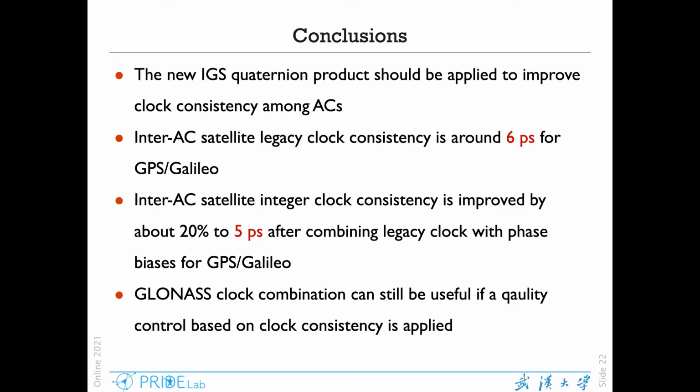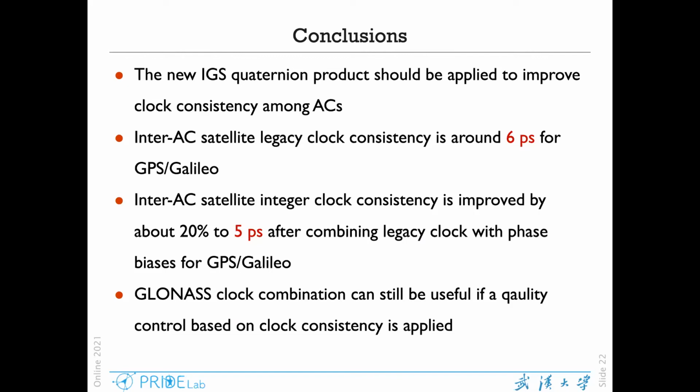This can also benefit the positioning precision in PPP after we use the quaternions to combine the AC specific clocks. The second and the third is that we can achieve 6 picoseconds clock consistency among the ACs for GPS and Galileo for the Lexi clock. But this can be improved by 20% to 5 picoseconds after we combine the Lexi clock with the phase biases for integer clocks.